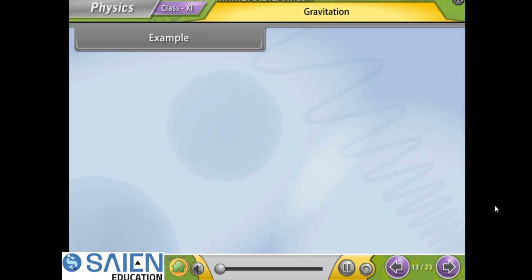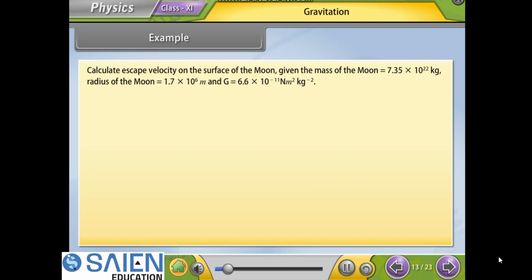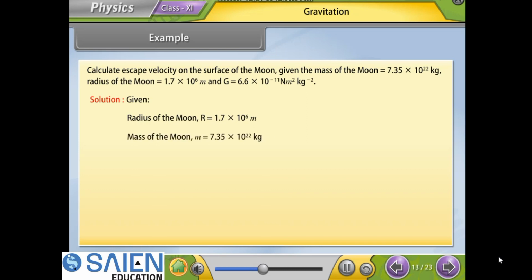Example. Let's take an example of escape velocity. Calculate escape velocity on the surface of the Moon, given the mass of the Moon, radius of the Moon, and value of g. Let's see the solution. Given radius of the Moon r = 1.7 × 10^6 meter. Mass of the Moon m = 7.35 × 10^22 kilogram.